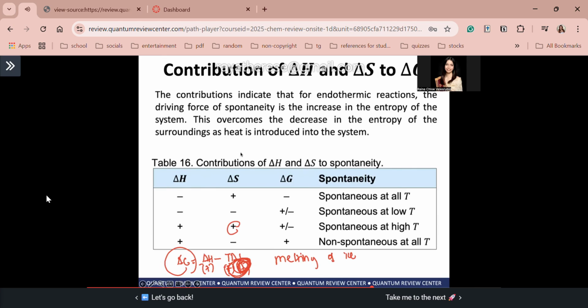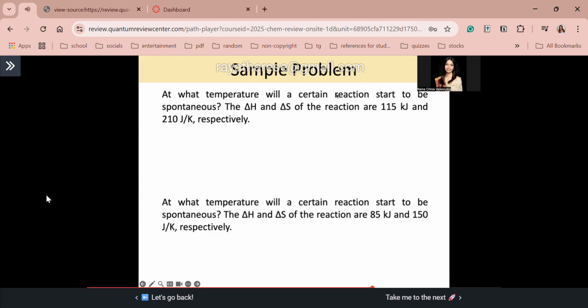It is non-spontaneous at all temperatures. So, guys, you don't have to actually memorize it. You can just simply derive this from this equation. Now, let's proceed to our sample problem.